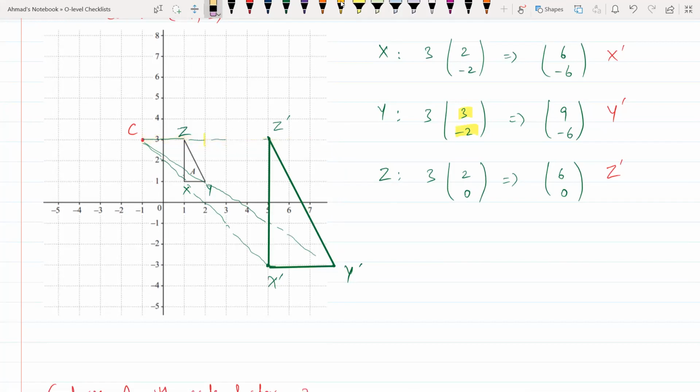Okay, and then finally you've got z there. Z कैसे होएगा? Z is 2 units to the right. उसको 3 से multiply किया, it becomes 6 units to the right. That's z bar there. So that's your enlargement.